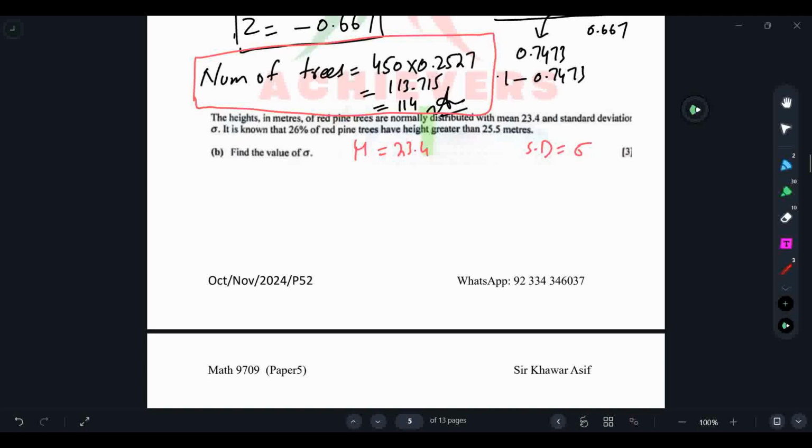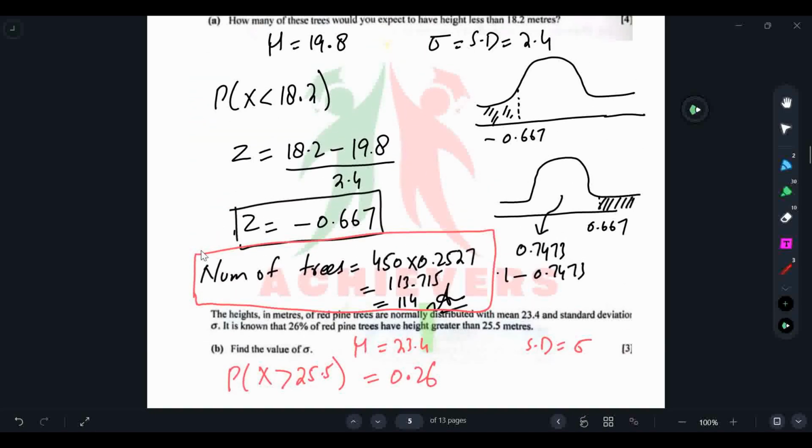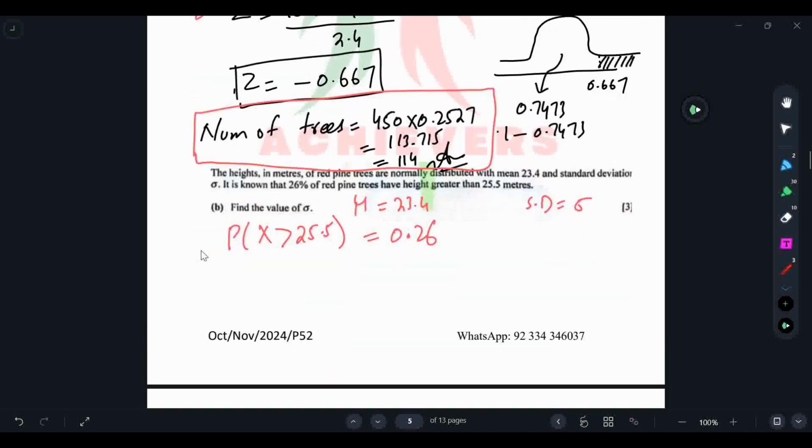It is known that 26% of red pine trees have height greater than 25.5. So it is given that probability of x greater than 25.5 is 0.26. Now it's a very simple one. In the previous one also we used the formula for z, so we will use it again.